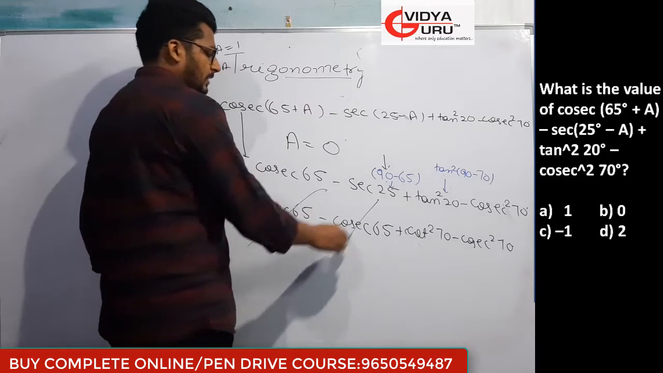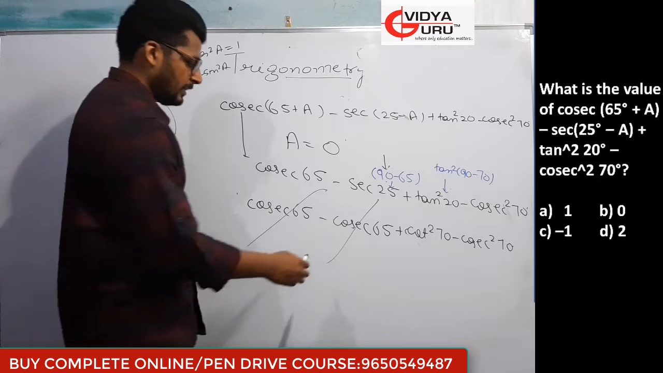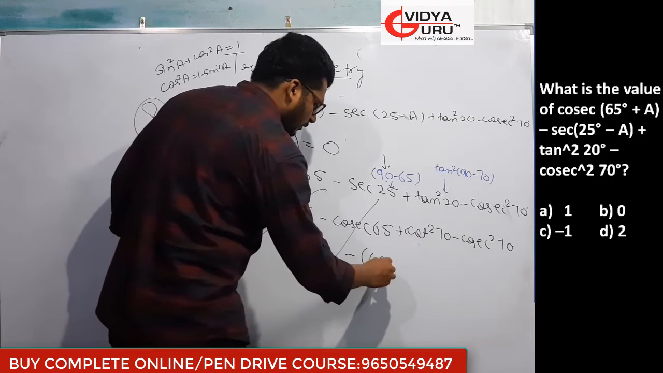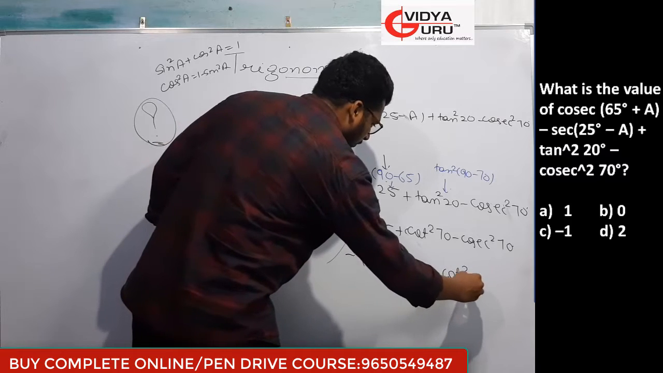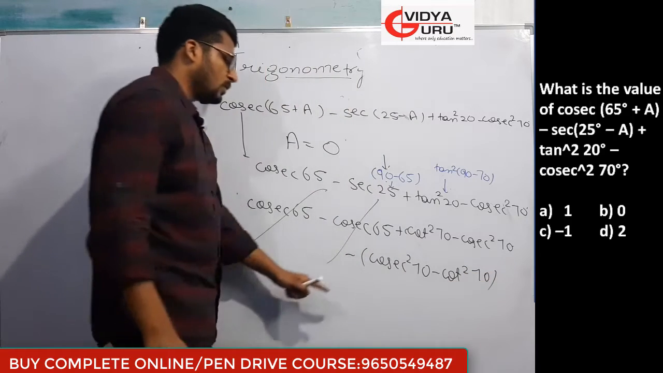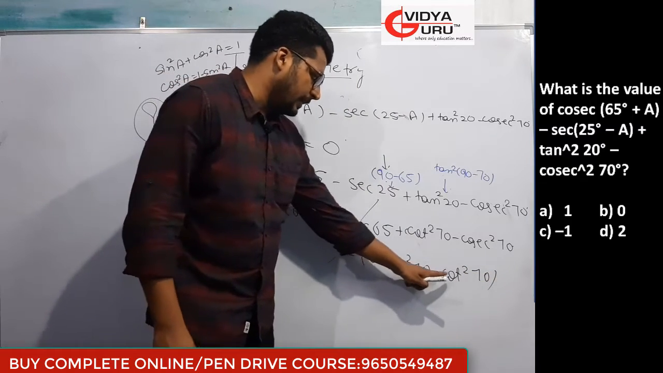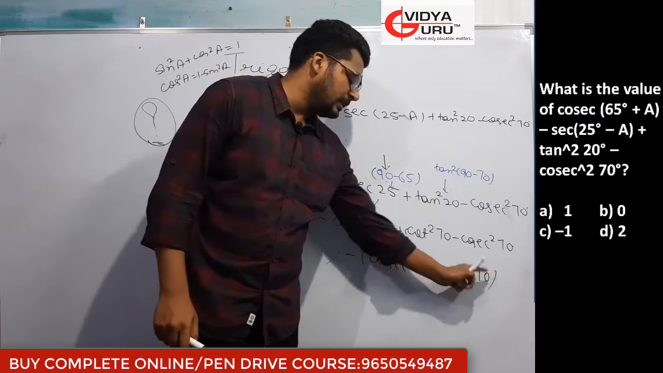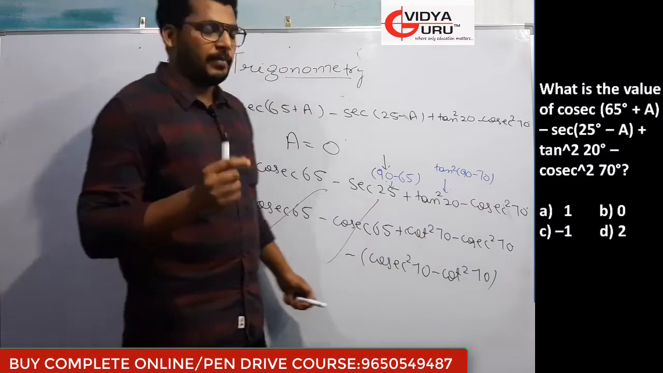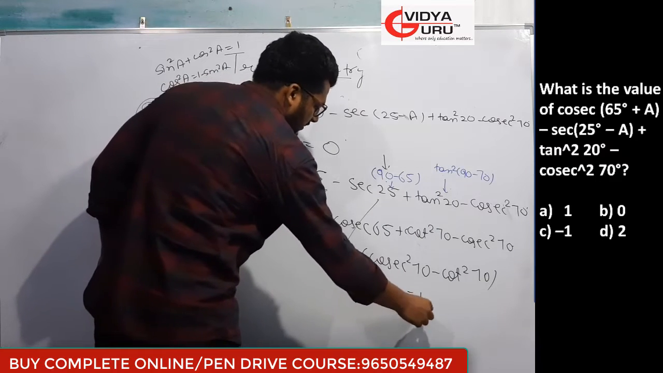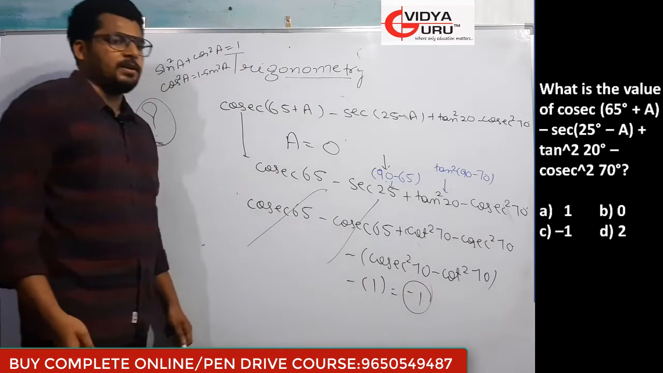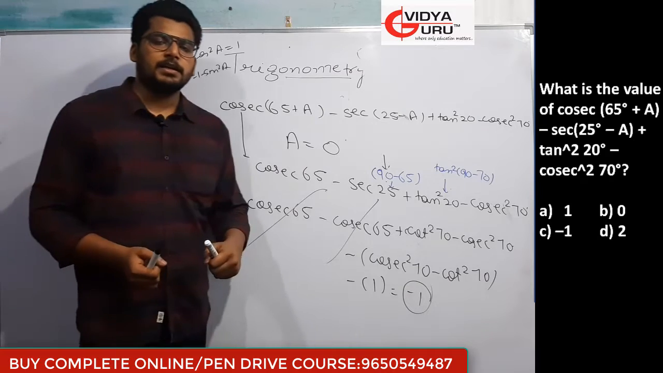This will be cancelled out. This will be cancelled out. If I take minus common, it will form cosec square 70 minus cot square 70. Cosec square theta minus cot square theta, with the same angle, is 1. So the answer will be minus 1. Option number C is the correct answer of this question.